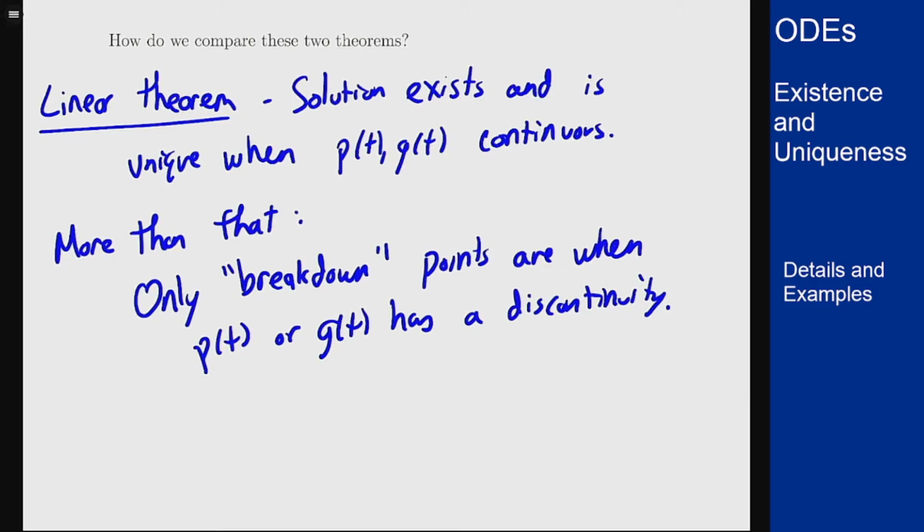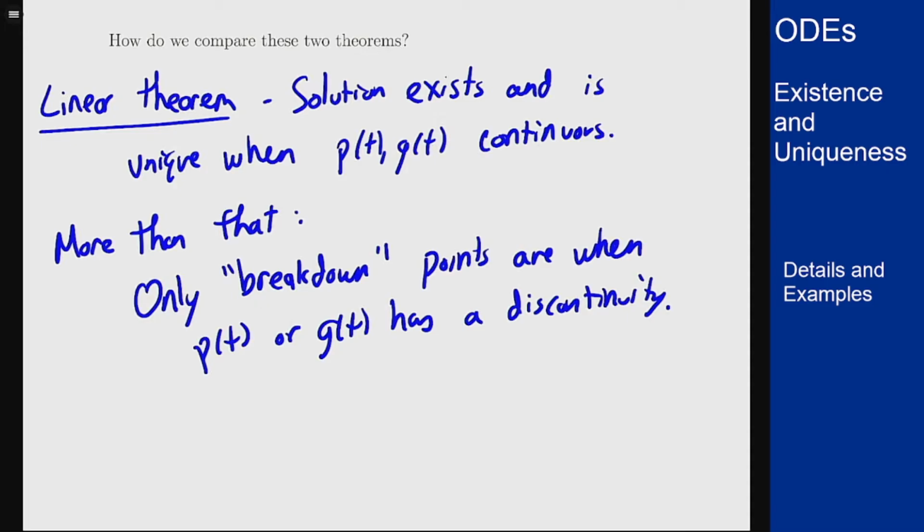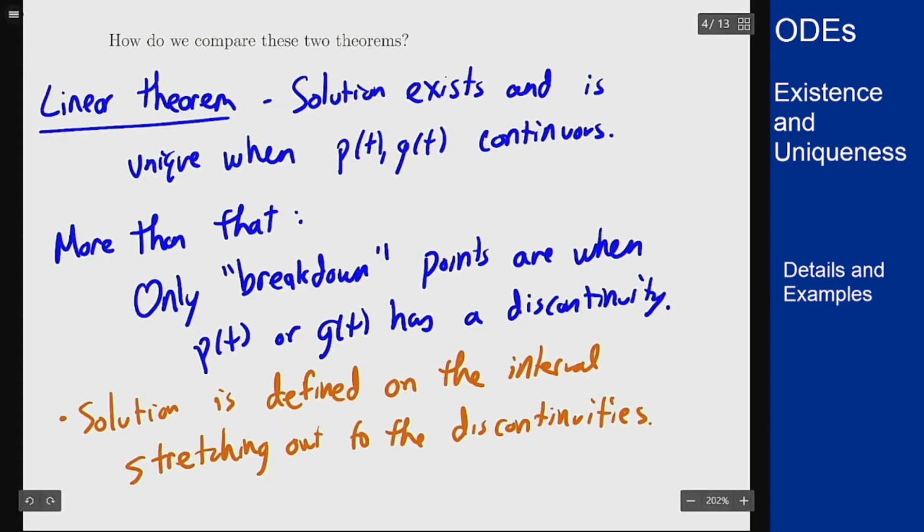And these integral formulas break down exactly where there are discontinuities of p or g. So if you want to find where a solution exists to a linear equation, you look at where the initial condition is, and then expand out until you hit the discontinuities of your coefficient functions, and that will tell you the exact interval on which your solution is going to be defined. We'll see in some examples how that works and what that means for these solutions.